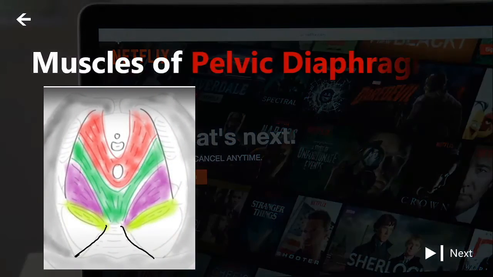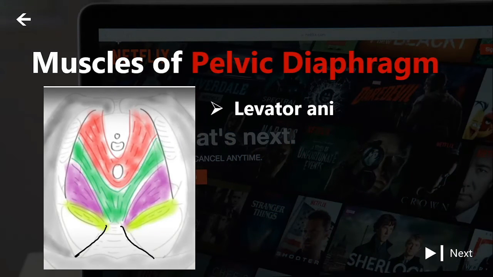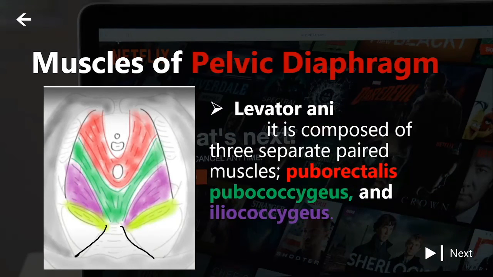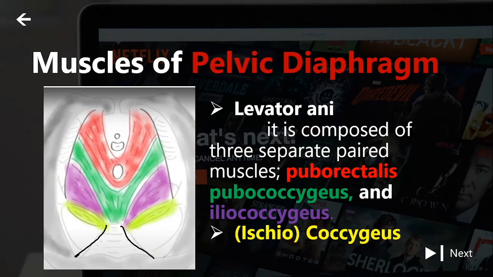Muscles of the pelvic diaphragm. First is the levator ani. It is composed of three separate paired muscles, which are the puborectalis, pubococcygeus, and iliococcygeus. Second is the coccygeus. Together, the levator ani and coccygeus form the pelvic diaphragm.